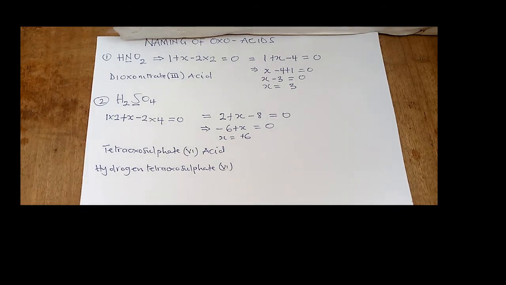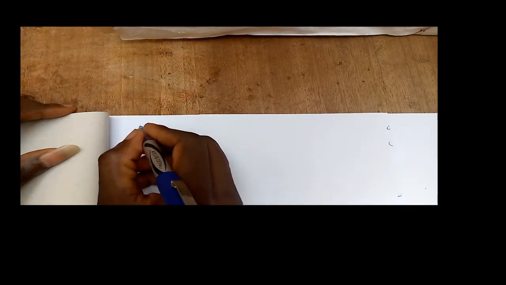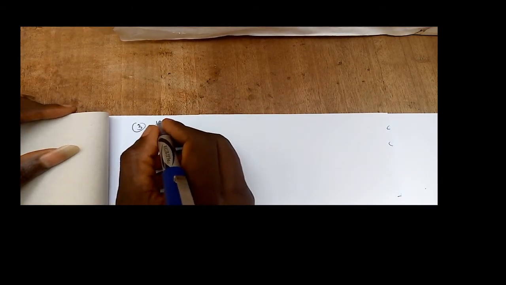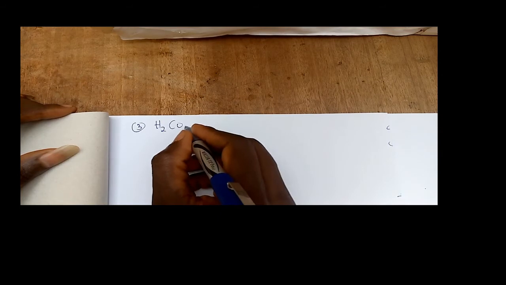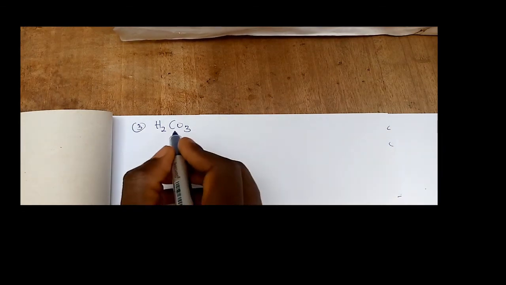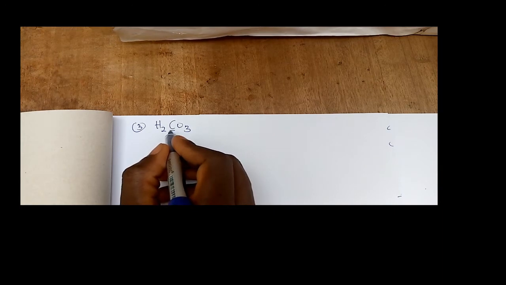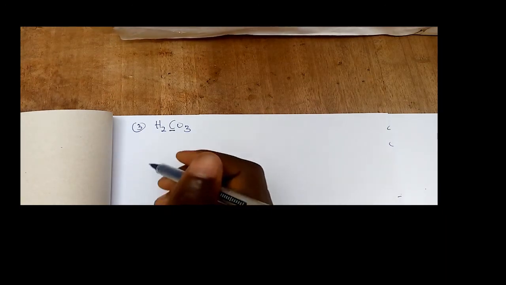Let's take another example and also see how we can name it. Okay, let's take this example too and see how we can name this type of acid. This is going to be the third example, and it's written like this: hydrogen carbonate. All right, so to name this one, we always calculate the oxidation number of the central atom, and the central atom here is carbon.